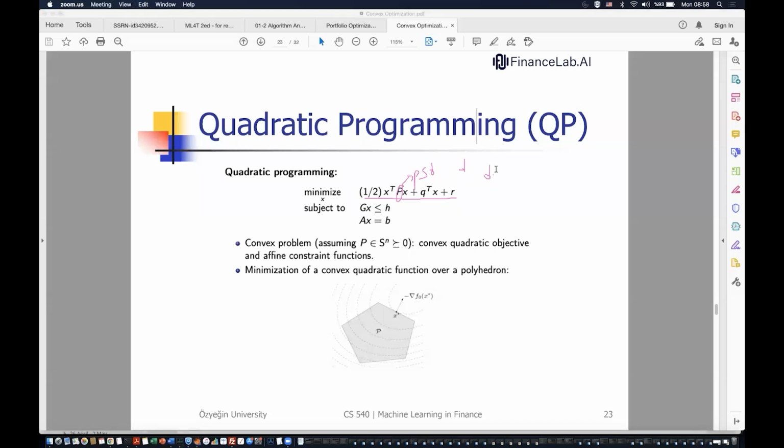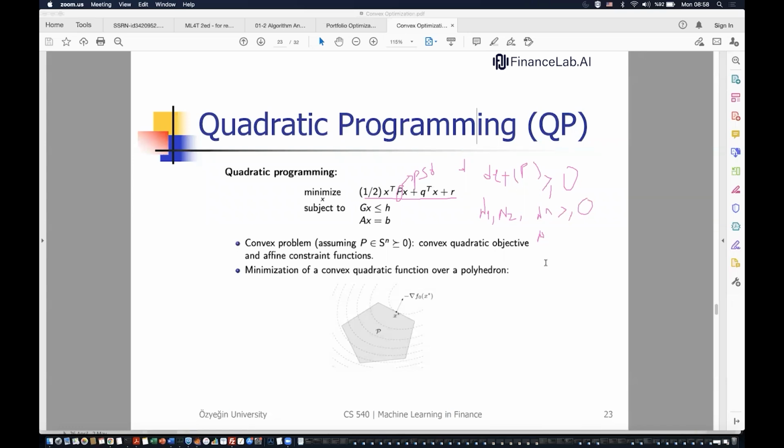So the determinant of P should be greater than or equal to 0. If P has eigenvalues lambda 1, lambda 2, up to lambda n, assuming P is an n by n matrix, then all of these eigenvalues should be greater than or equal to 0. And there are other definitions as well.